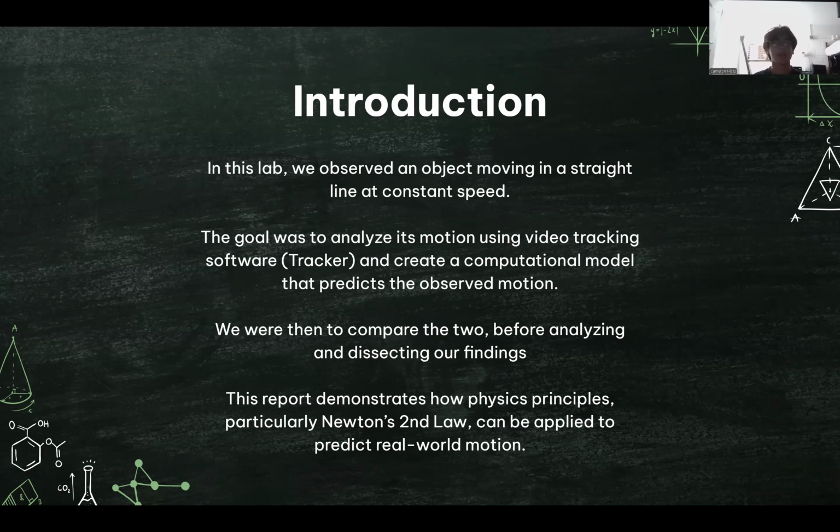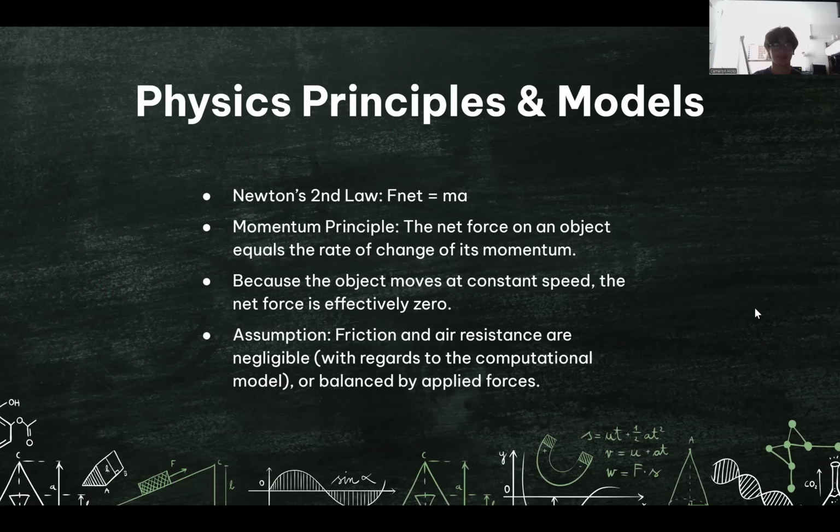By comparing observed data to the model, we can see how well Newton's second law describes motion in practice. These are just some of the main physics principles and models. We have Newton's second law, net force equals mass times acceleration. The momentum principle: the net force on an object equals the rate of change of its momentum. Because the object moves at constant speed, the net force is effectively zero.